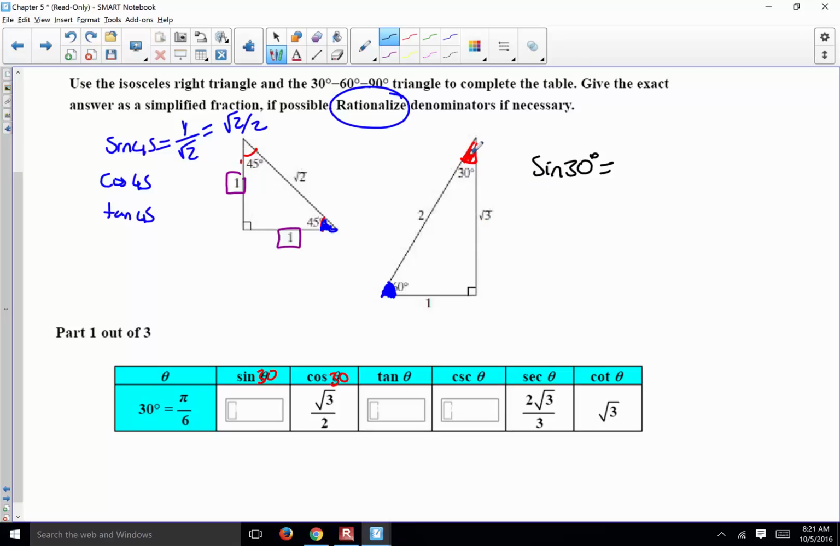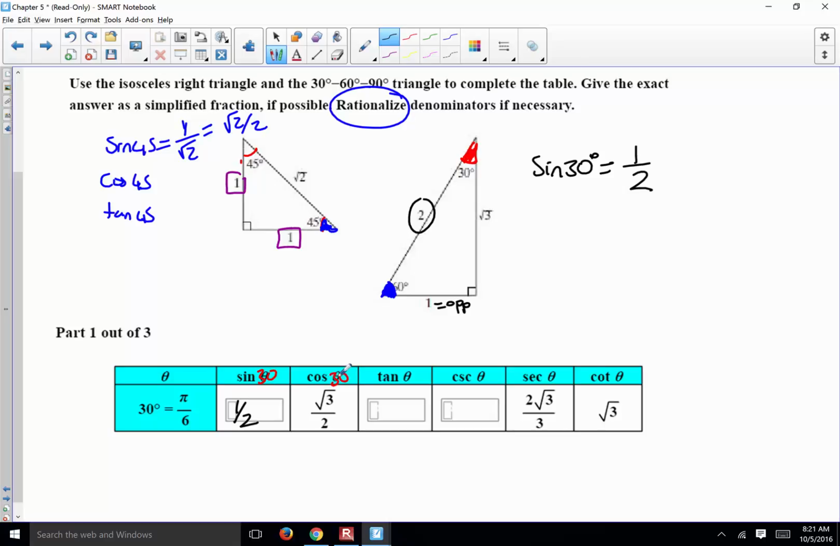30 is the red angle. Sine means opposite over hypotenuse. It's 1/2. Opposite is this. Hypotenuse is always this. 1 over 2, according to red one. This is red one, or 30.